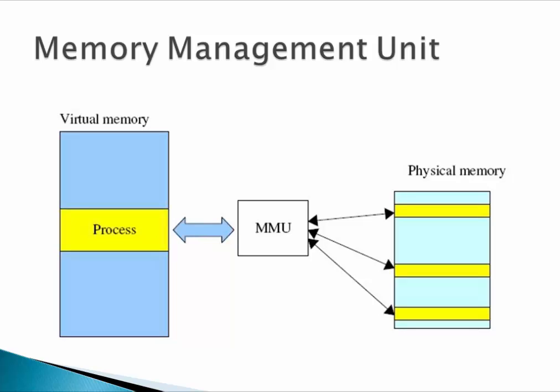Then, to map this virtual memory to physical memory, we have a hardware device called the MMU, or memory management unit, which is generally part of your CPU, but it can be a separate dedicated chip. This memory management unit takes care of mapping your virtual memory to physical memory.